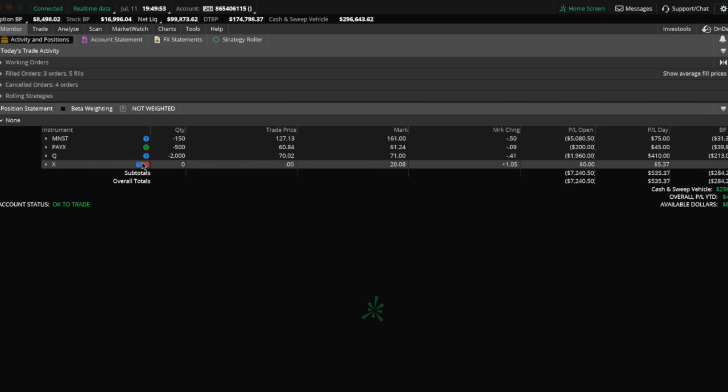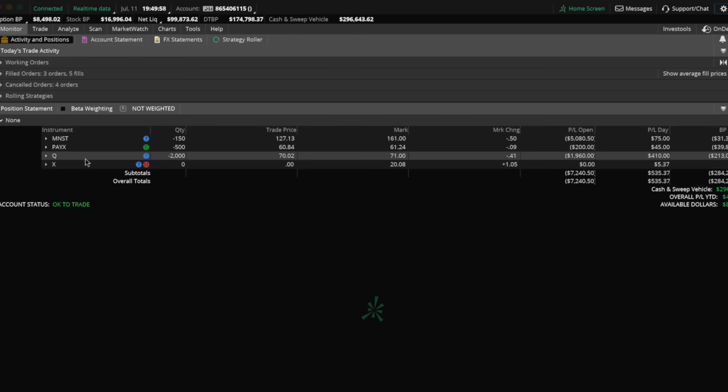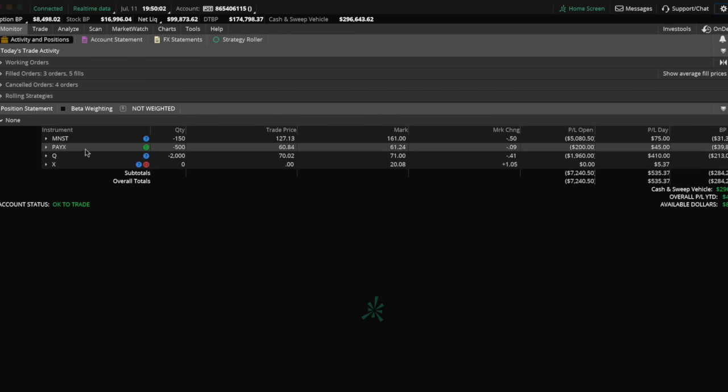This is my trade in X today. I made a few dollars on X today. We'll talk about that another time. I'm going to make $200 to $500 on Q as it falls. I'm going to make $200 to $500 on PayX.